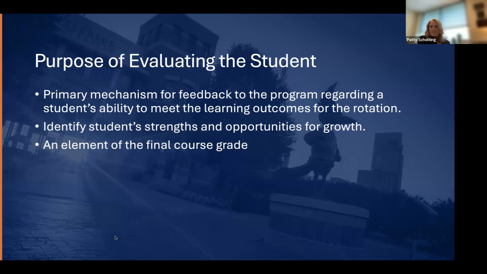Many times we focus on what is not going well on the rotation, instead of sometimes focusing on what is really going well and providing that feedback. It's also an element of the final course grade, certainly not the only element, but it is a portion of the course grade. So we really take the evaluating of a student very seriously.